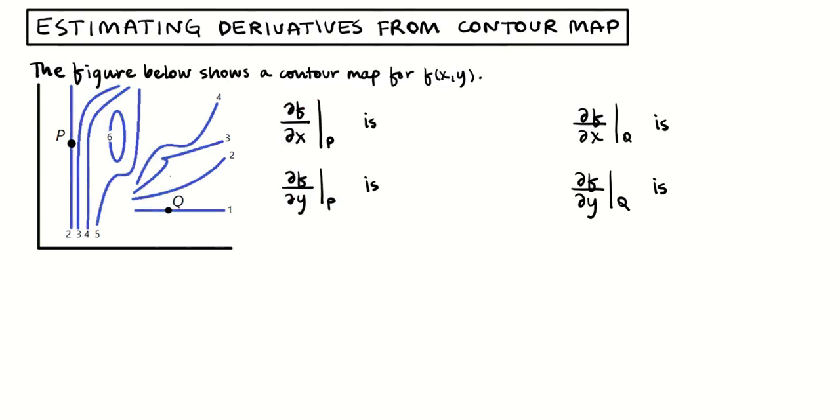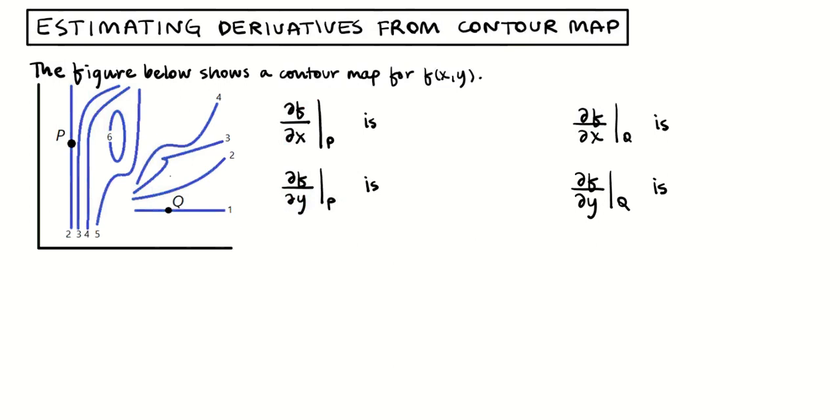Now, the last thing I want to show you in this video is how we can estimate the value of derivatives from a contour map. Okay? And so suppose this figure shows a contour map for a function f of x and y. At this point, we're only going to be able to say whether something is positive or negative or 0. But this is going to be a good skill for you to have.